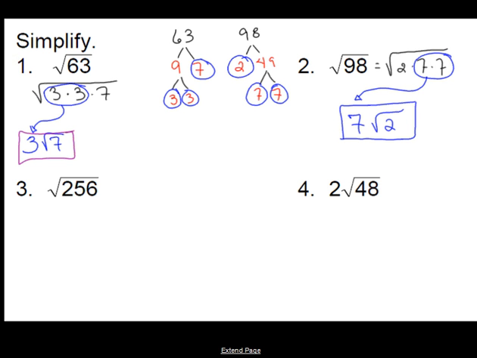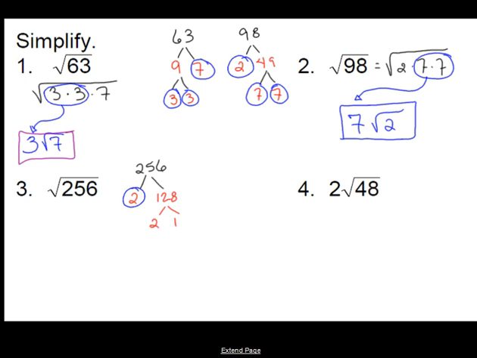Next I have 256. If we look at this one, we should know, because we have our list of perfect squares, that 256 is 16 times 16. But let's use the same model that we just did. So I'm going to do my prime factorization of 256. When I separate this out, this becomes 2 times 128, because I know that 2 goes into even numbers. 2 is prime. Oh, look, I can do this again.